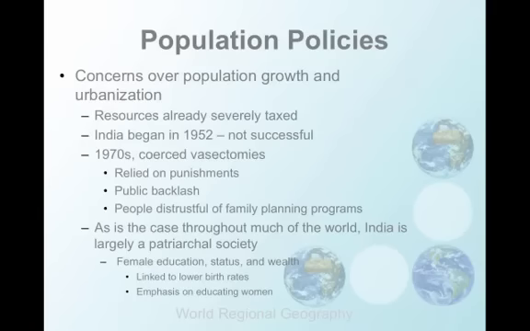So India, beginning in the early 1950s, began a number of population policies. However, these were not successful. In the 1970s, the Indian government used coercion to promote and to force upon people population policies to try to reduce the population growth of the country. It relied on punishments and also coerced or forced vasectomies. There was, of course, a large public backlash to these, and so to this day people remain distrustful of family planning programs in India in particular.